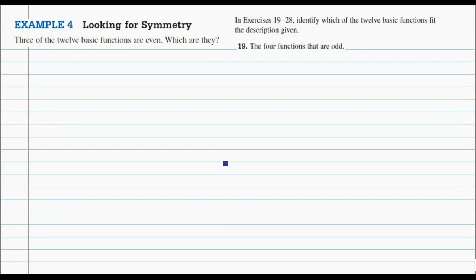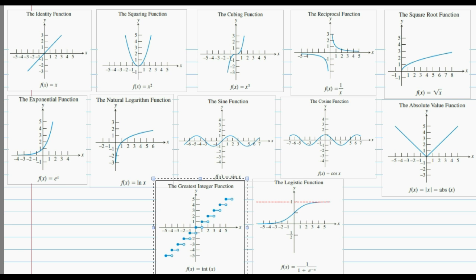This is the screencast for section 1.3, example 4. Example 4 asks us to find 3 of the 12 basic functions that are even, meaning the same on the left and the right of the y-axis. Which ones are they? 3 of the 12 basic functions.